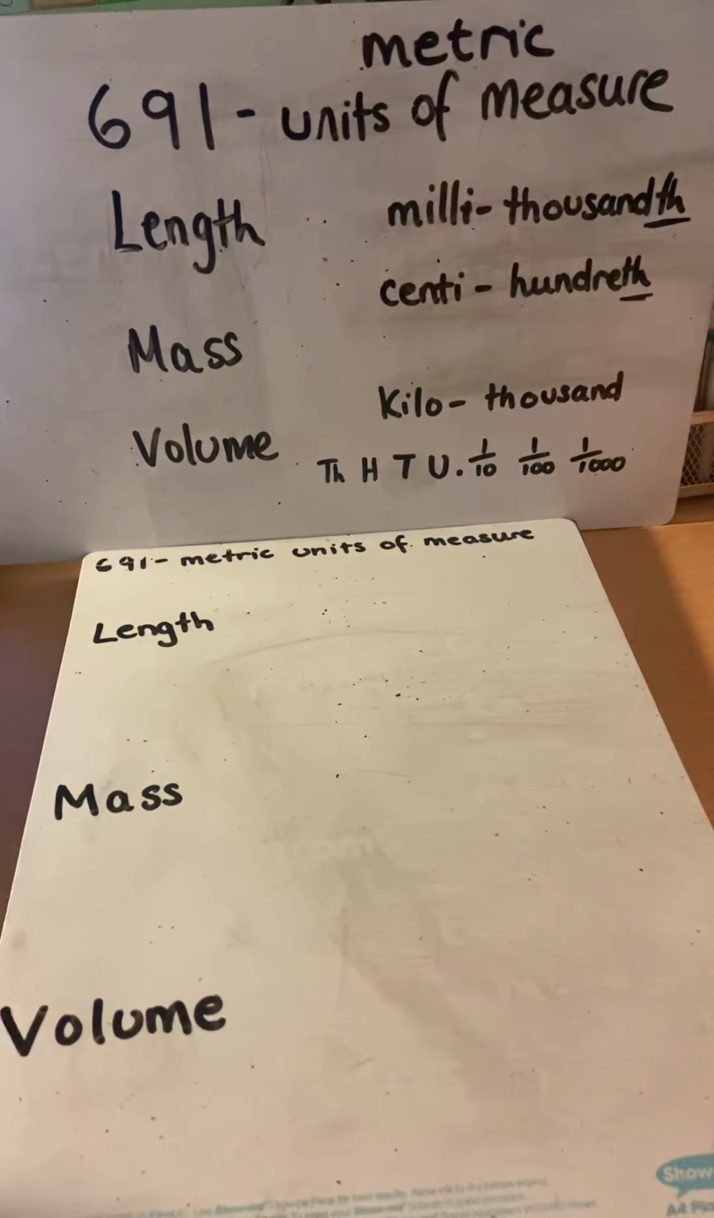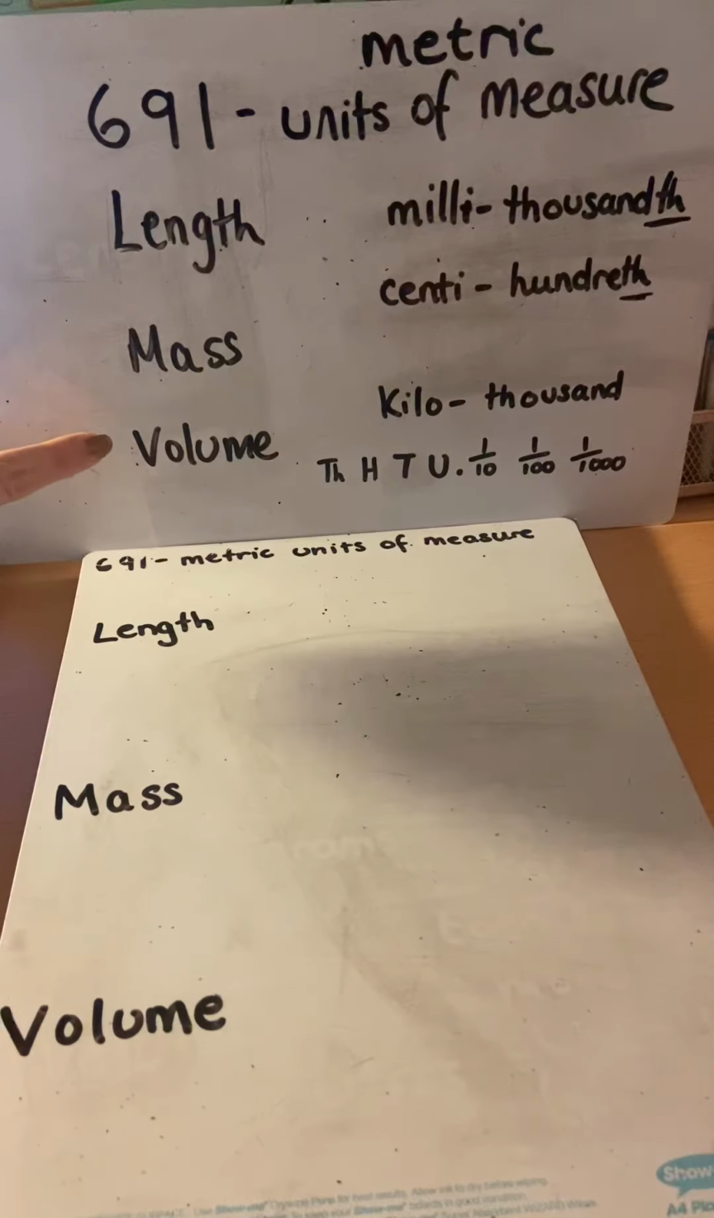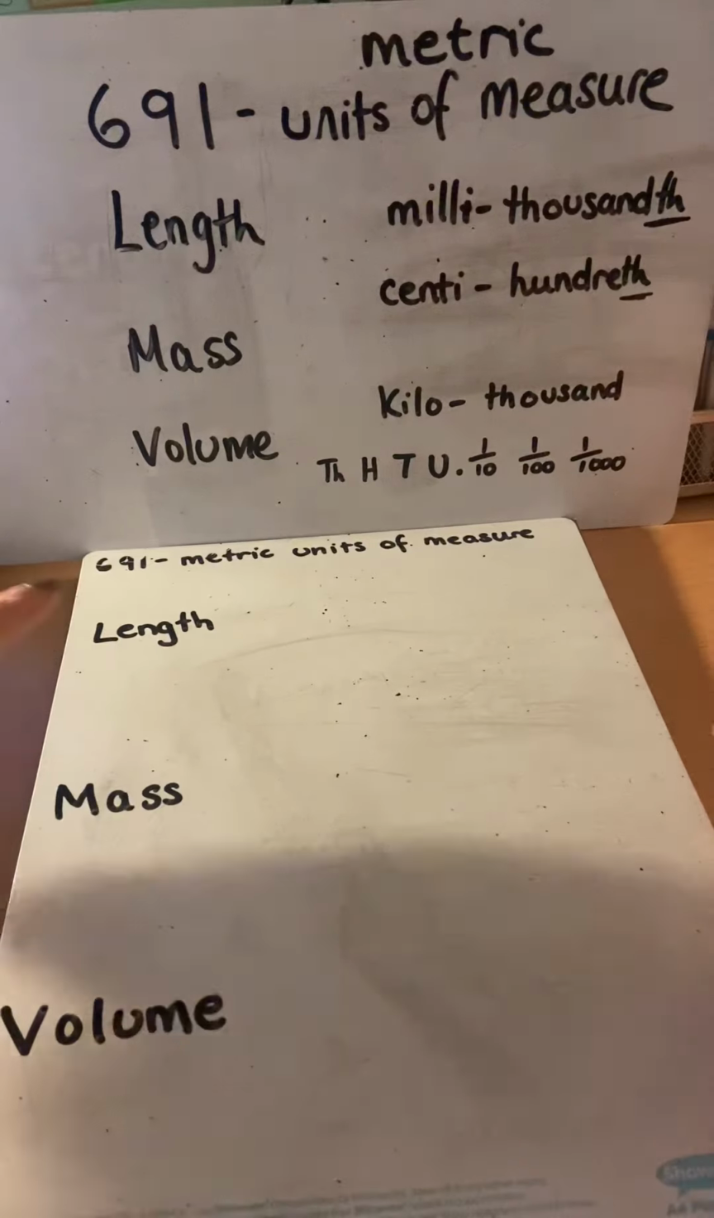There are three main things that we measure. We measure length, usually using a ruler, mass, that's kind of how much something weighs, and volume, that's how much space is inside something, how much it can hold. So we'll start with length.